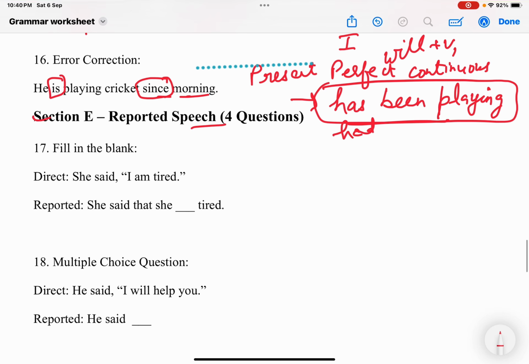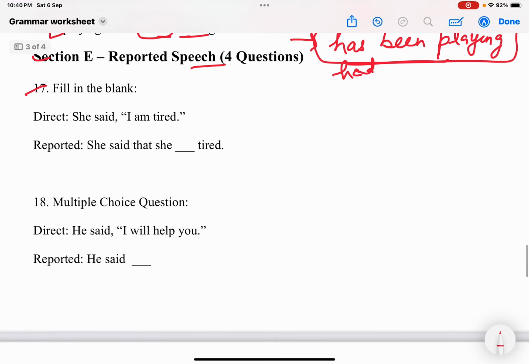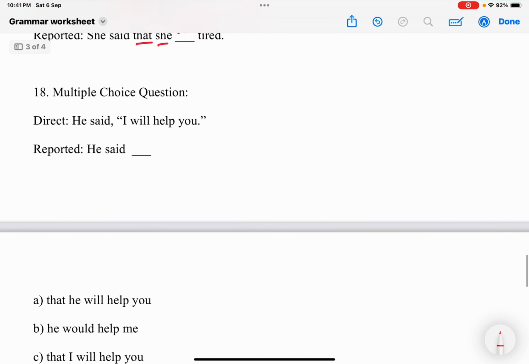Next one is of reported speech. First question is fill in the blank. Direct, she said, I am tired. So she said that she, the inverted commas have been changed. I is also changed, and am we are to change. So is, am, are are changed into was, were. So this is the answer. She said that she was tired.